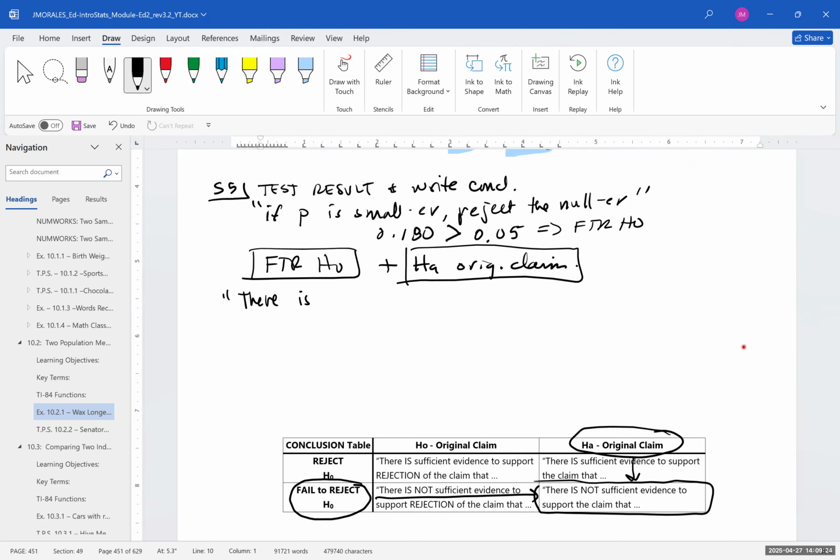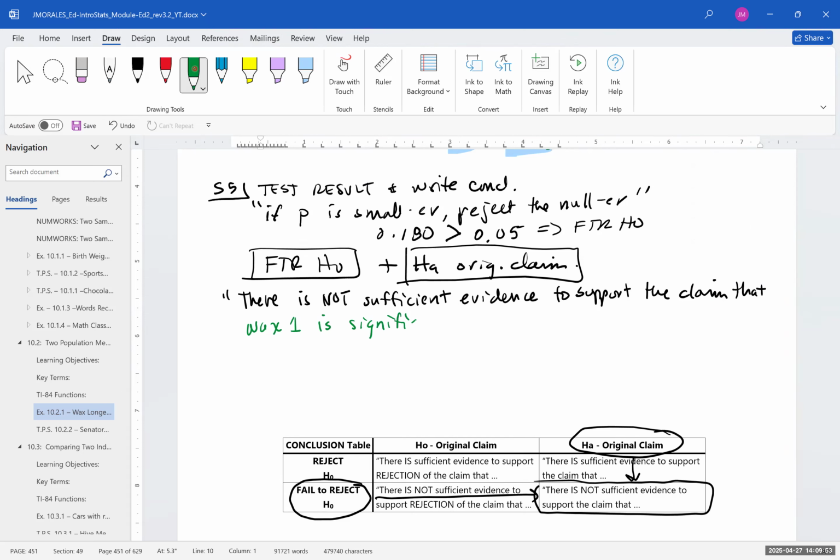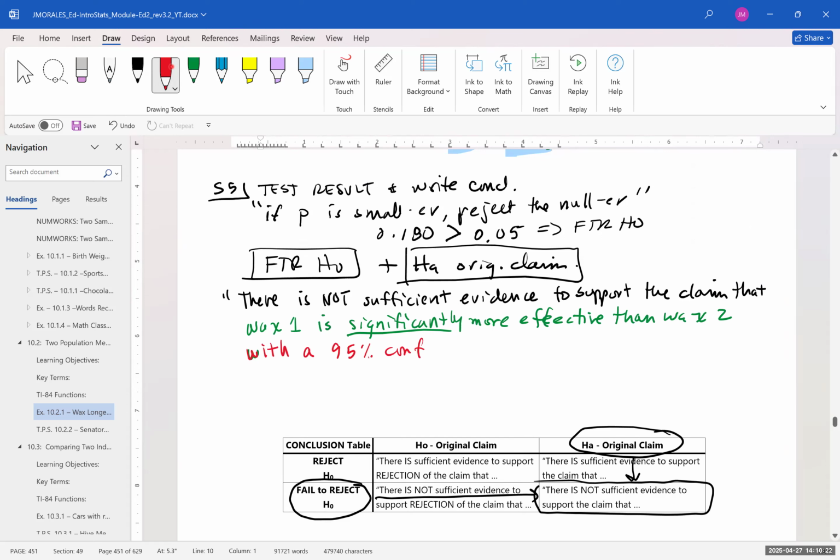So there is not sufficient evidence to support the claim that, let's see here, wax 1 is significantly more effective than wax 2, and that's going to be with a, so I'm going to put 95% confidence level.